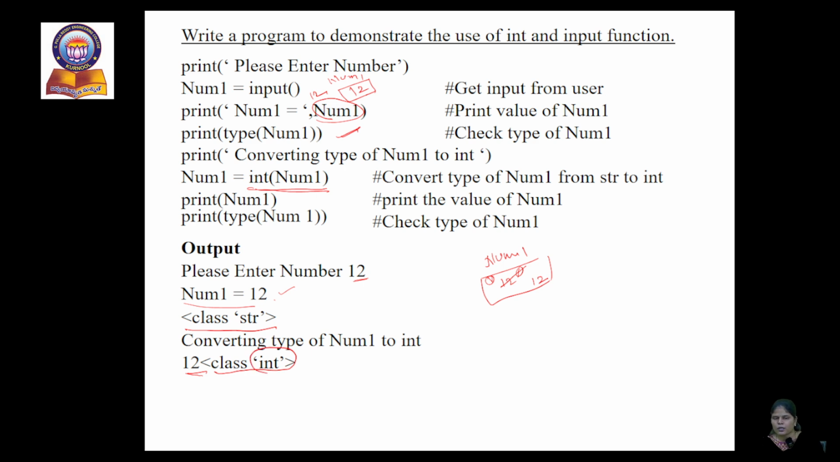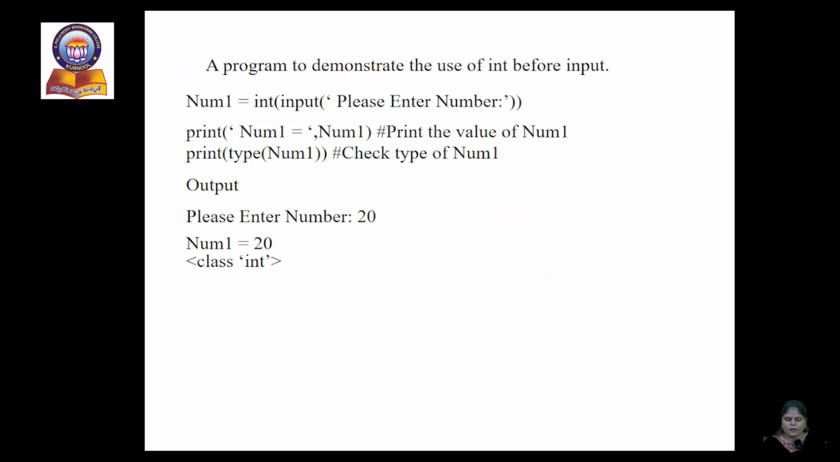So like this you can convert a string into an integer using the int function, right? So instead of first reading a value and then converting to int or float, you can use a function at the input only. num1 equal to int of input of 'please enter a number'. So whenever you give the value here, like 12, initially it will be considered as a string. Now using this int, it has been converted to 12.